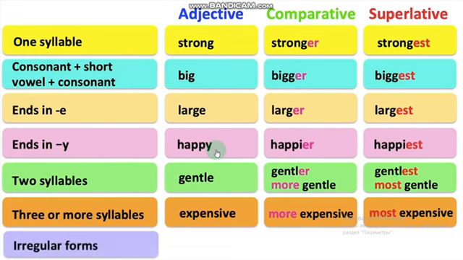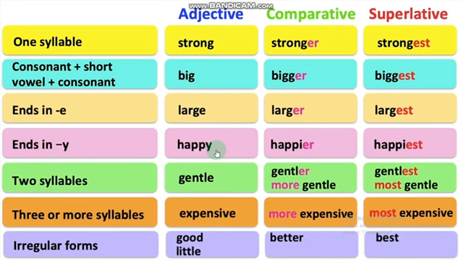Lastly, there are some irregular forms which don't follow the rules. For example, good becomes better, best. Little, less, least.